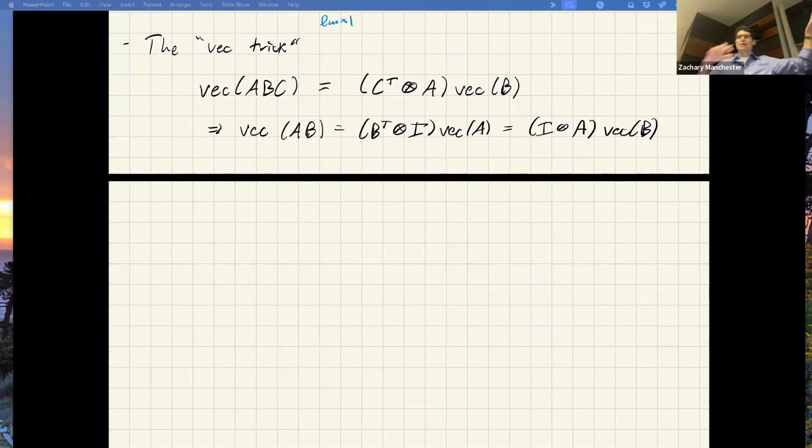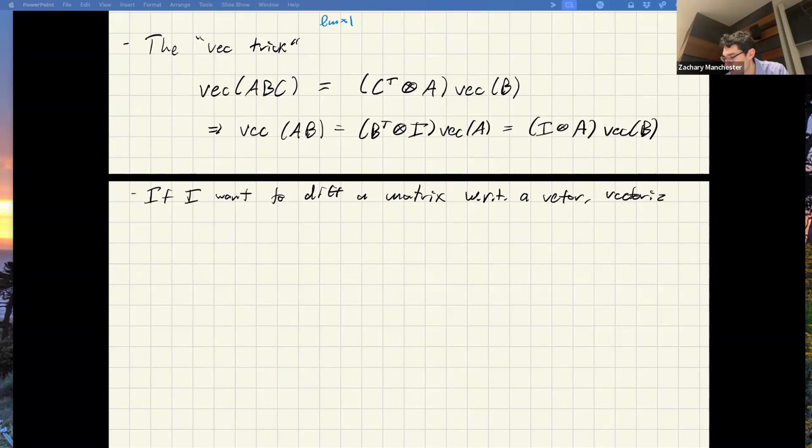The more general case, if you understand that, you can convince yourself that the three matrix one holds up too. It's pretty easy. Okay, so why do I care about this? This is the magic trick for differentiating matrix expressions. If I want to diff a matrix with respect to some vector argument, I just vectorize the matrix. I'll show you what I mean by that.